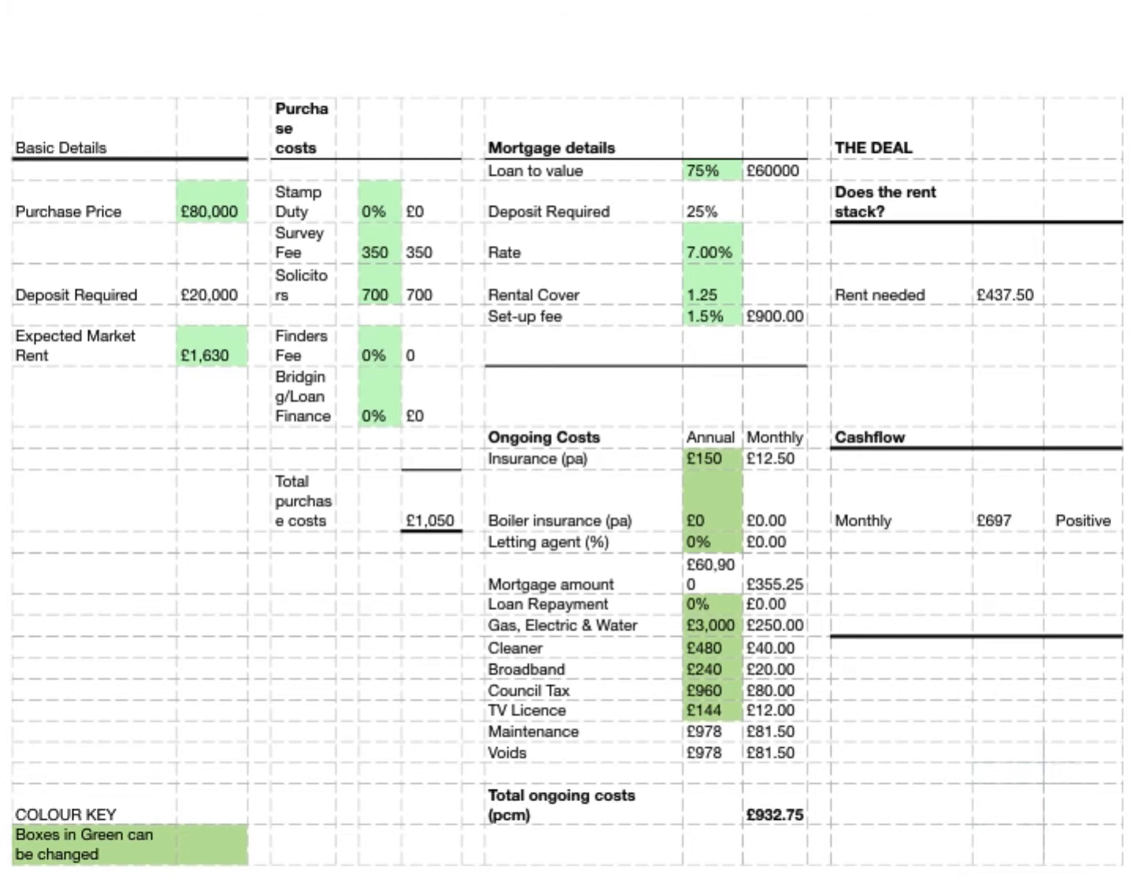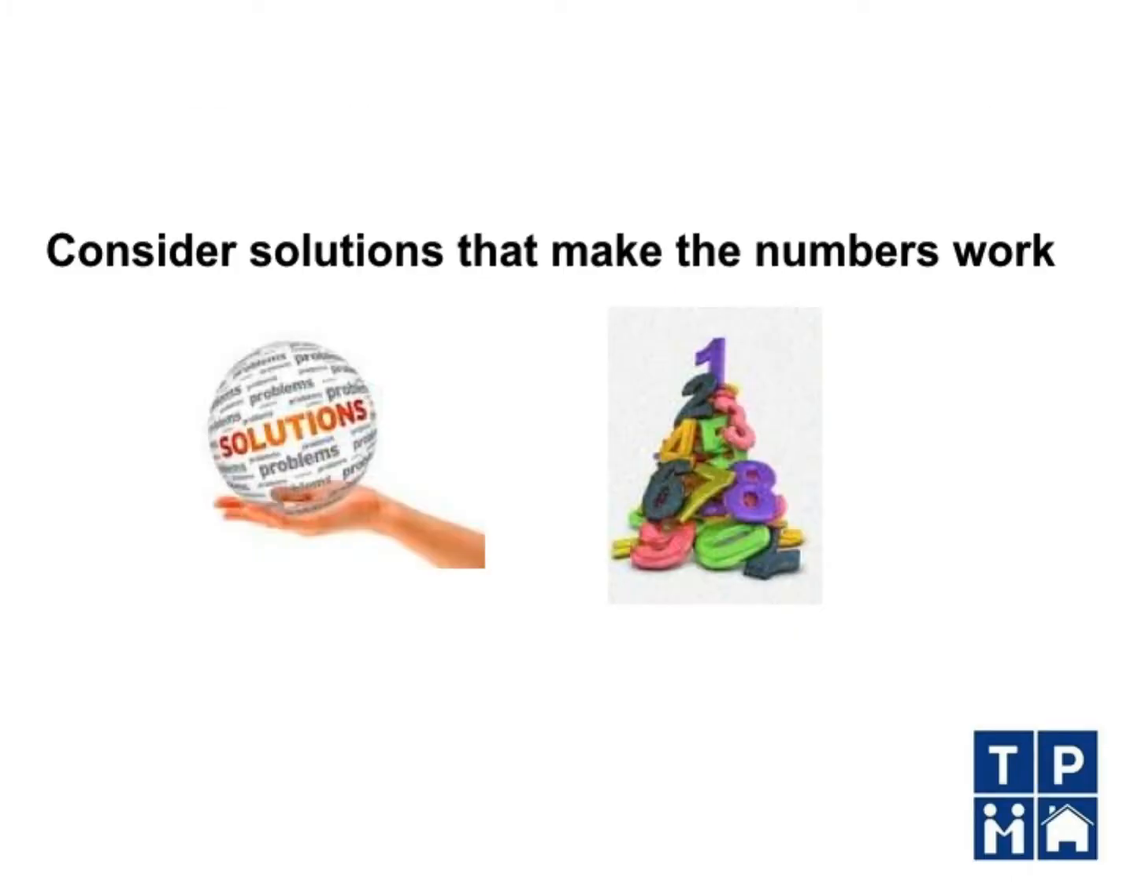So by using the spreadsheet and putting something together, you'll be able to very quickly do your research on a property, put some numbers into your spreadsheet and work out what your profit's going to be, as well as what your initial costs are going to be. And that will really help you when you're going to negotiate your opportunities.